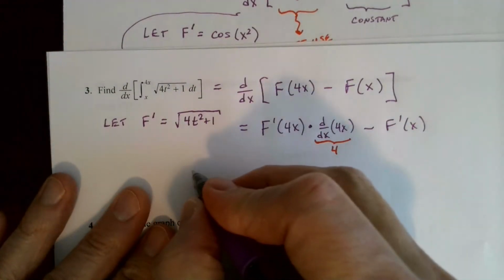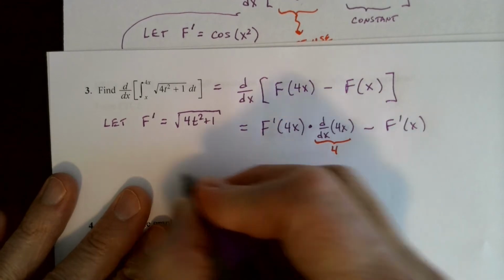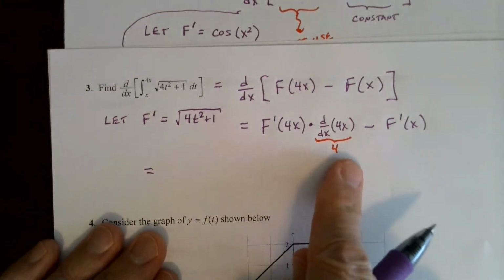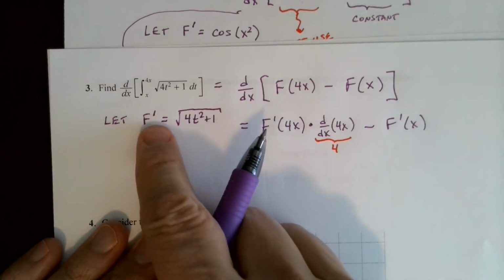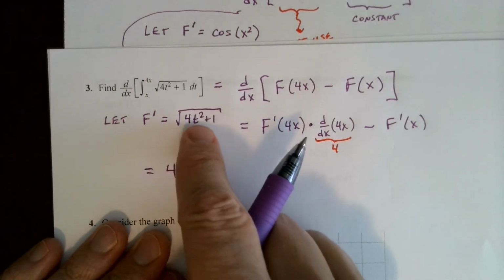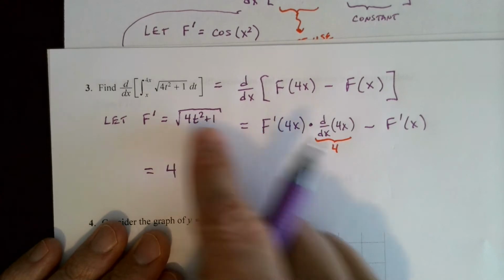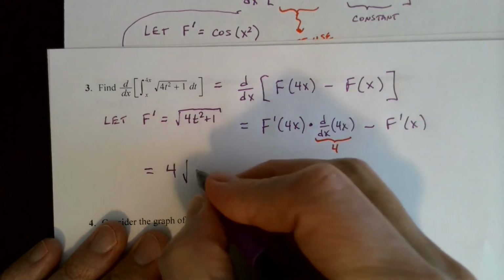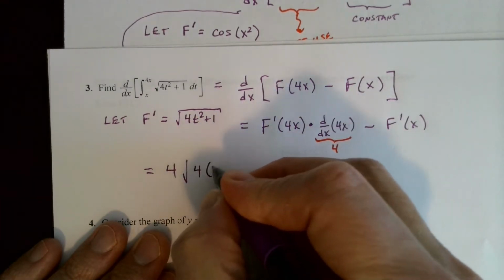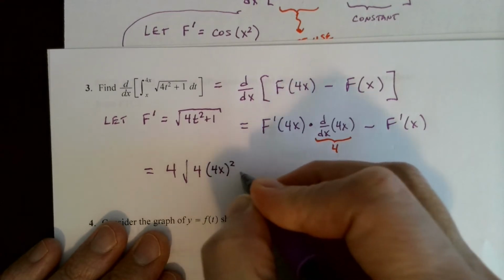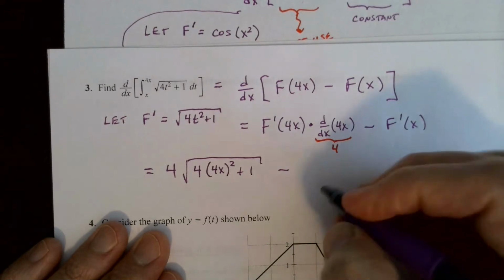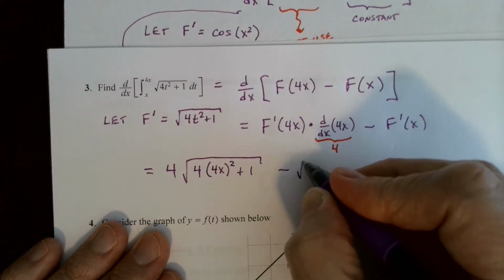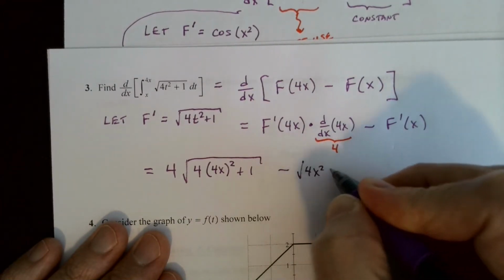And so what do we have then? We have, this is equal to 4, let's bring that in front. What is f prime of 4x? Well, f prime of t is equal to the square root of 4t squared plus 1, so I'm going to replace t with what? 4x. So be careful here, it's t squared, t is 4x, all squared plus 1, minus f prime of x, well that is just going to be replace t with x, 4x squared plus 1.